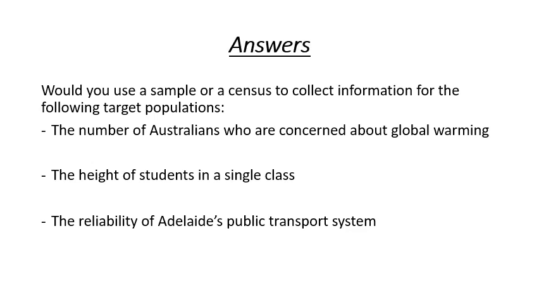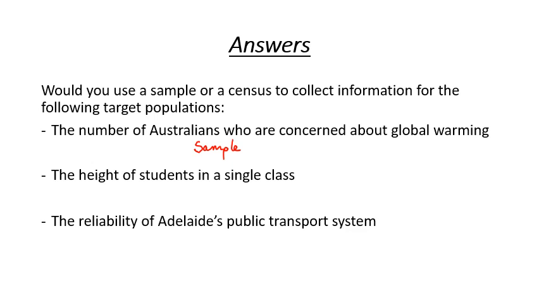Okay, so let's see how you went. Essentially, we need to decide if it's a sample or a census. The first one is the number of Australians who are concerned about global warming. Well, Australia has a lot of people. So in this particular case, we're going to do a sample, because if we tried to get information from every single Australian, it will take a very, very long time.